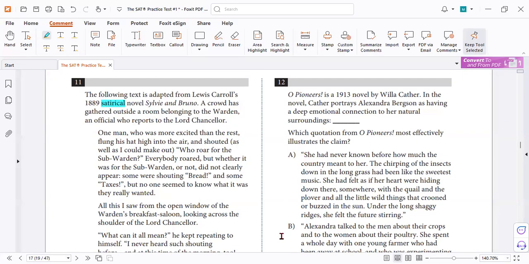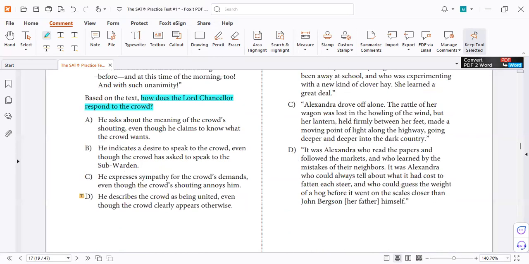Letter D, it is correct. Only one word can help you: unanimity. And then, yeah, I knew it. That is total agreement about something. Letter D, correct. Good. Okay.